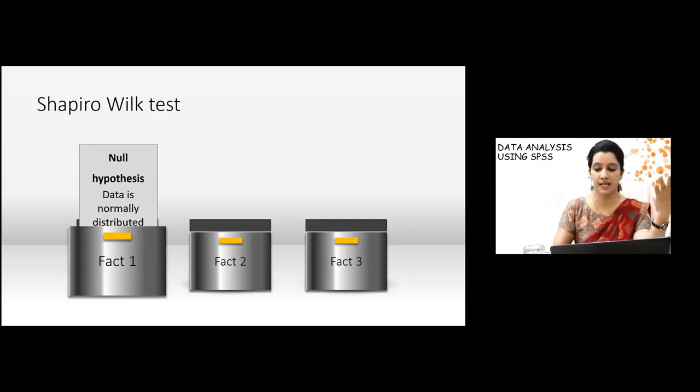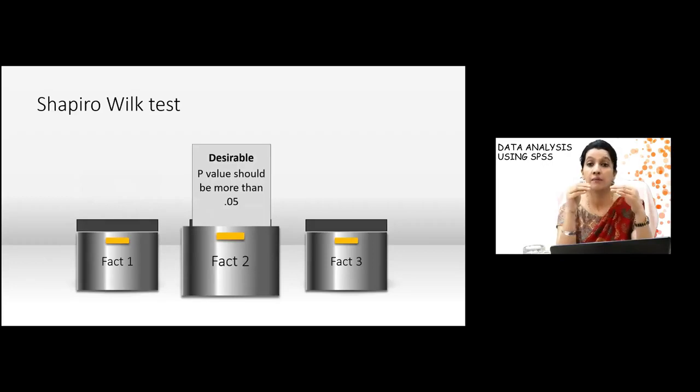So in this case, if the p-value is more than 0.05, then it is good for me. Generally, we always want the p-value to be less than 0.05. But since the null hypothesis says that the data is normally distributed, I want my null hypothesis to be accepted. Yes, I want my data to be normally distributed. That's why I don't want my p-value to be less than 0.05.